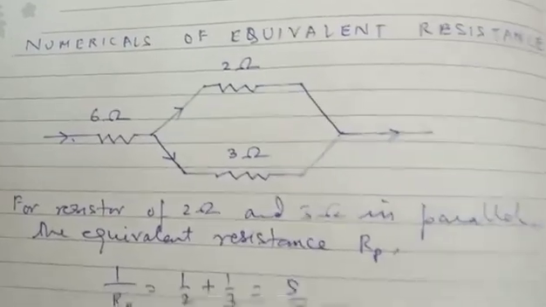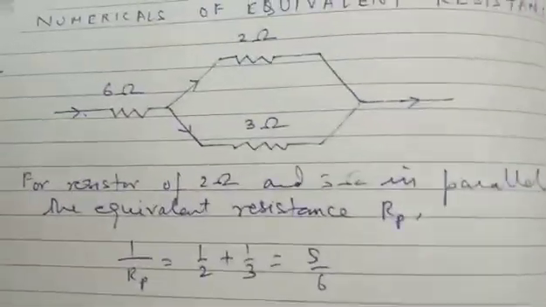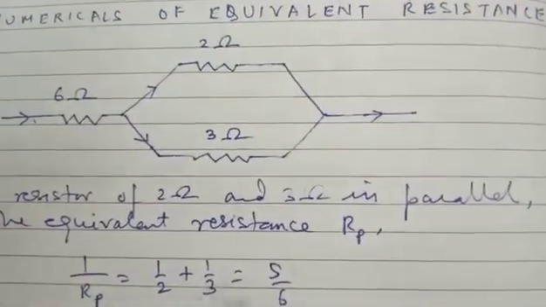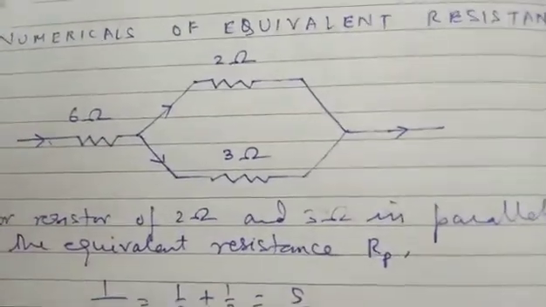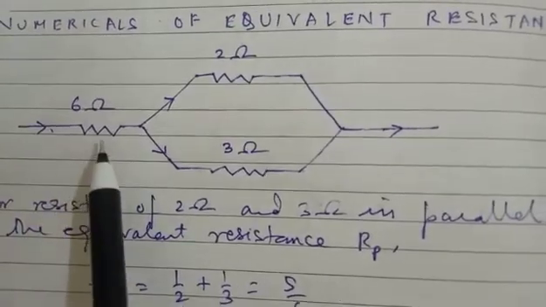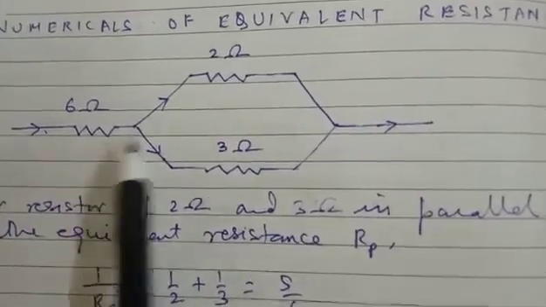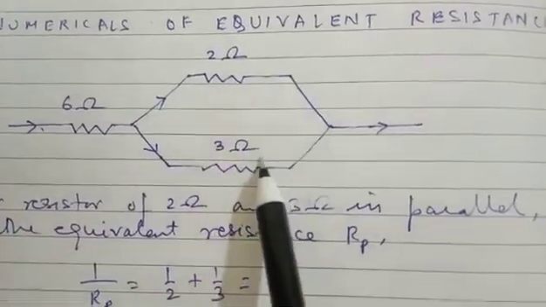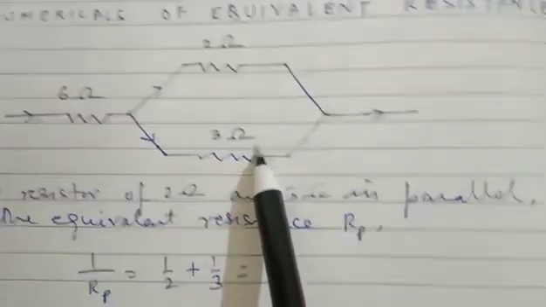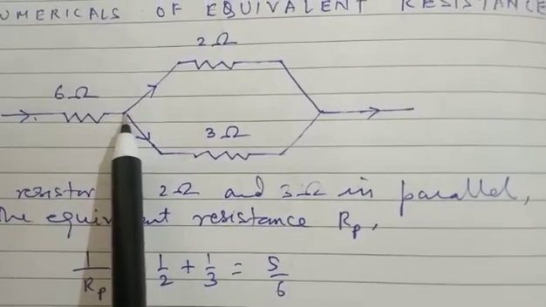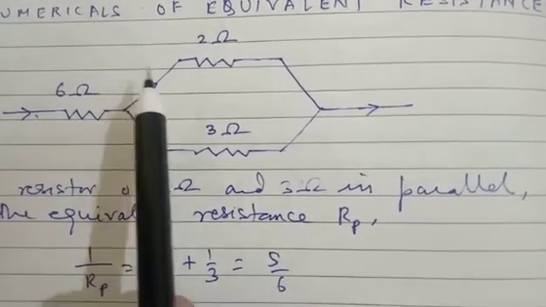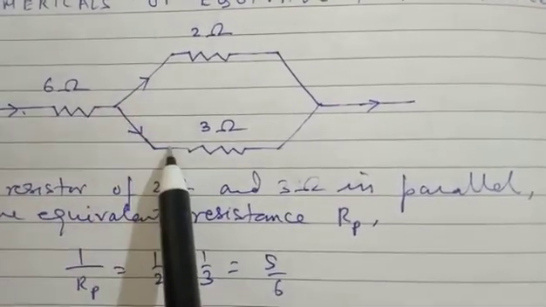Now, let me take up the first example. If you look at the diagram here, this is the first numerical we are going to take up. And this is 6 ohm, this is 2 ohm, this is 3 ohm. Now, when the current is coming at this point, it is divided into two branches.